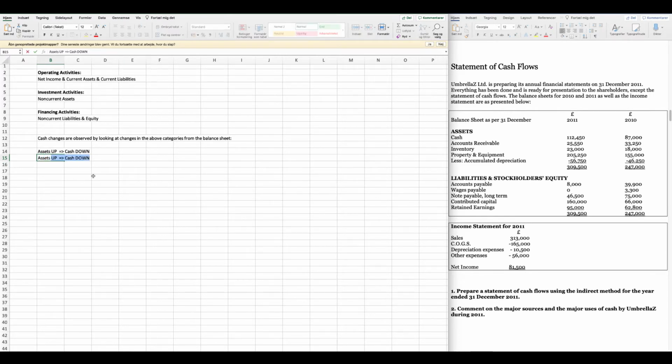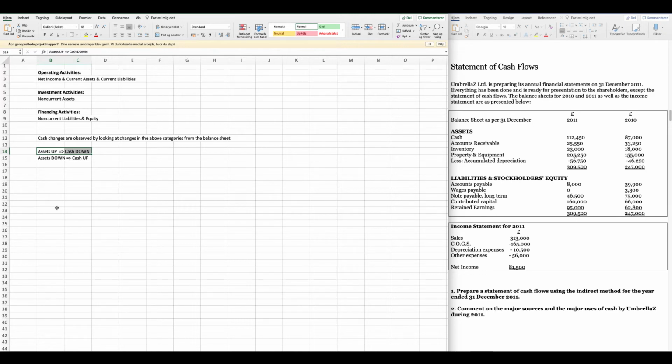The other way around is also true, that if assets go down, then the effect will be that cash goes up. So for now, just make a note of this, but I'll briefly explain the logic, the intuition behind this. We can imagine assets going up, which I say here is leading to cash going down. Well, one example of assets going up would be if we buy a new machine. How can we buy a new machine in terms of cash? Well, by using cash, right? And that's why cash goes down.